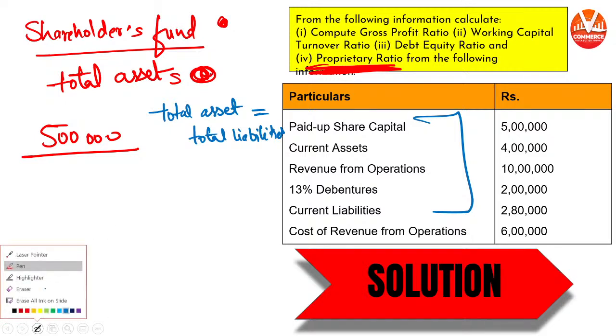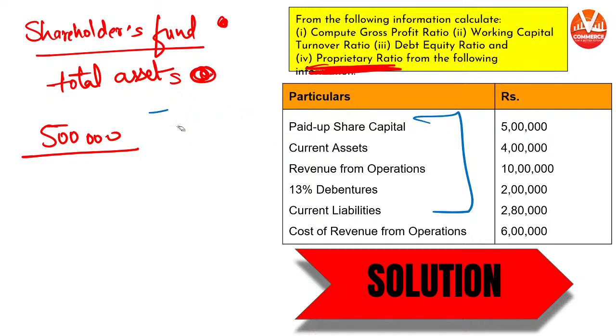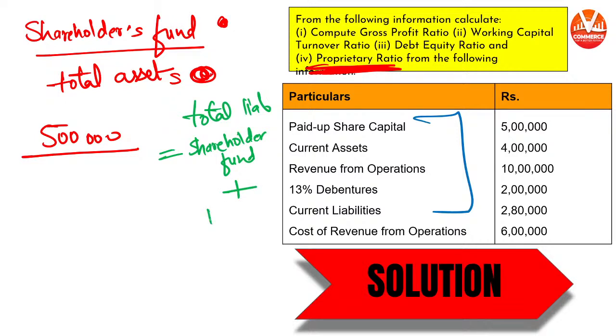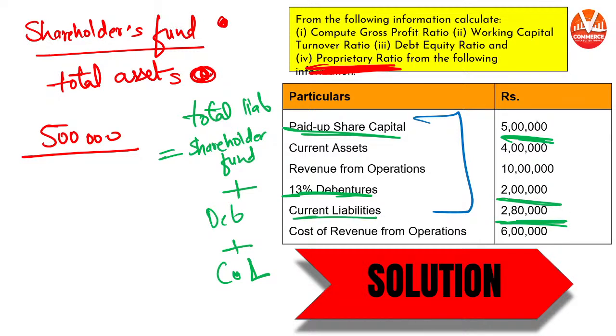So now how we will find out total liability? Total liability is equal to shareholder fund plus debenture plus current liability. So shareholder fund 5 lakh, debenture 2 lakh and current liability 2,80,000. You will add all these items to find out total liability. So 5 lakh plus 480, it will be 9,80,000. Your total assets are equal to total liability, and total liability is equal to 9,80,000.